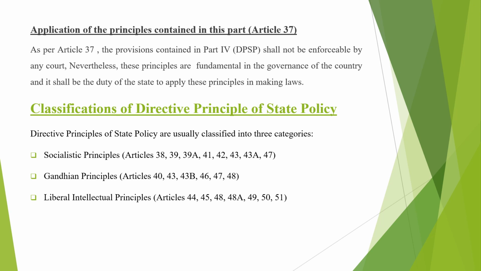Second comes the Gandhian principle, inspired by Mahatma Gandhi's philosophy of Sarvodaya or the welfare of all. These principles emphasize decentralization, governance and rural development. In this principle, articles include 40, 43A, 43B, 46, 47 and 48. Third comes the liberal intellectual principle. It focuses on individual rights, freedoms and the promotion of a pluralistic society. It includes articles 44, 45, 48, 48A, 49, 50 and 51.